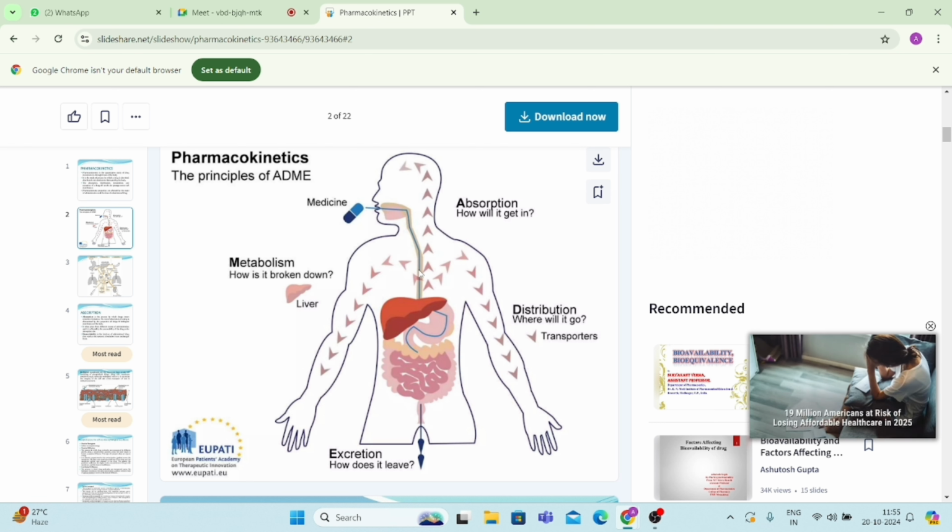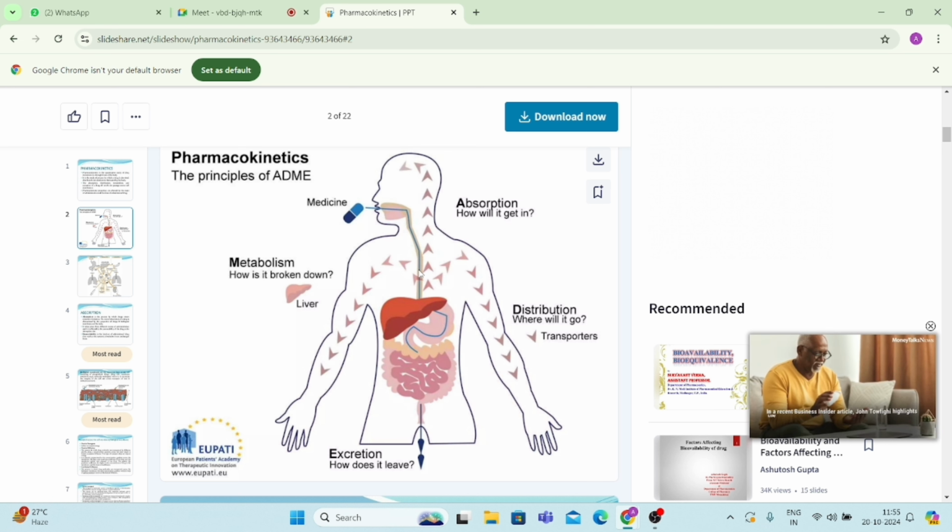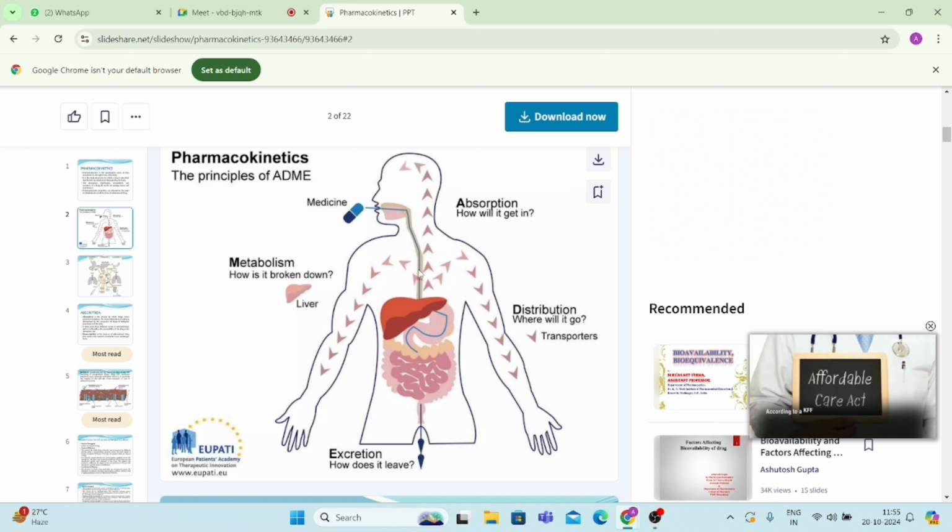And once the action has been shown, it will go through the metabolism process. Mostly the liver will be involved. Metabolism in the sense what products will be formed after this process. It will be completely different, in the sense all the drugs will not form the same metabolic products.